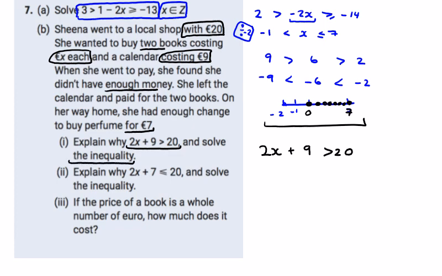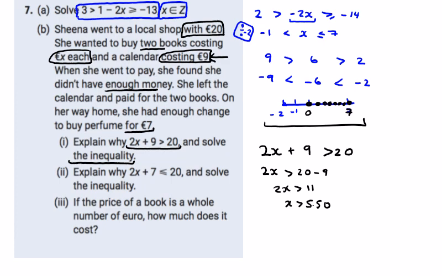Well, we've just written it out there. Twice the cost of the books plus the calendar, so 2x has to be greater than 20 minus 9. 2x is greater than 11, so x has to be greater than €5.50. So anything greater than 5.50, 2 5.50s would be 11. She'd be able to pay 9 for the calendar. Anything greater than that, she wouldn't.